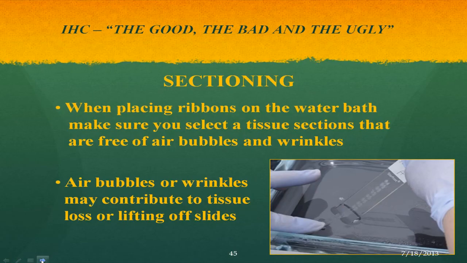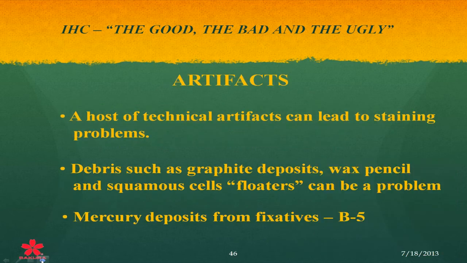When sectioning, you want to place your ribbons in the water bath and make sure you select a tissue section that's free of air bubbles and free of wrinkles, because air bubbles and wrinkles can contribute to tissue loss or lifting off the slide. A host of technical artifacts can lead to staining problems, and some of them we don't think about and you can't see with the naked eye.